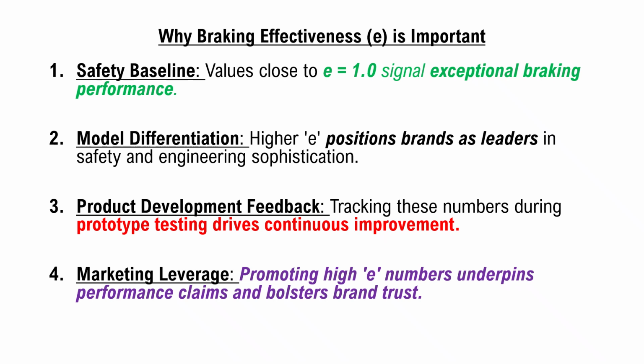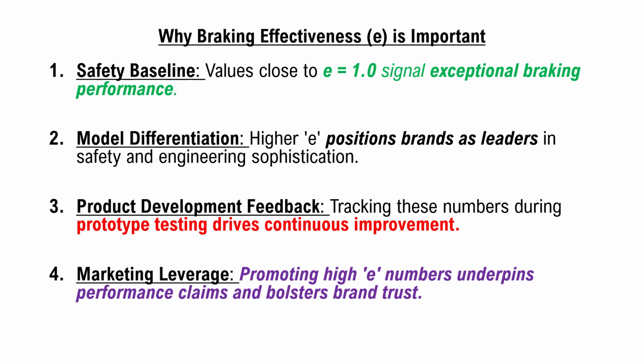Why braking effectiveness is important. Number one, safety baseline. A value closer to E, say E is 1.0, signals exceptional braking performance. Number two, model differentiation. A higher E positions brands as leaders in safety and engineering sophistication.